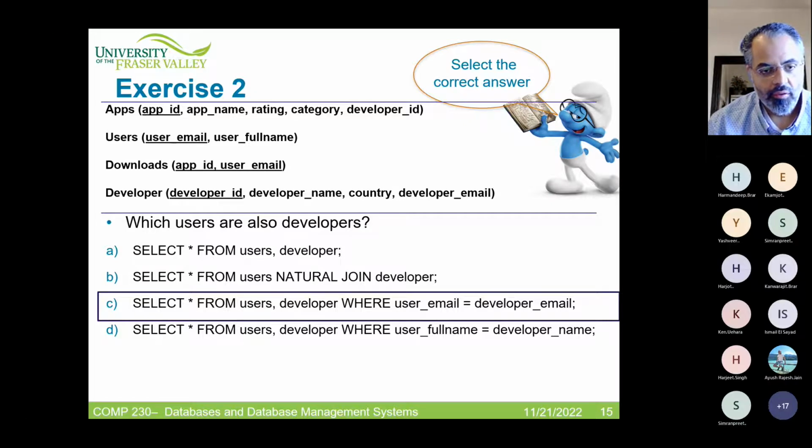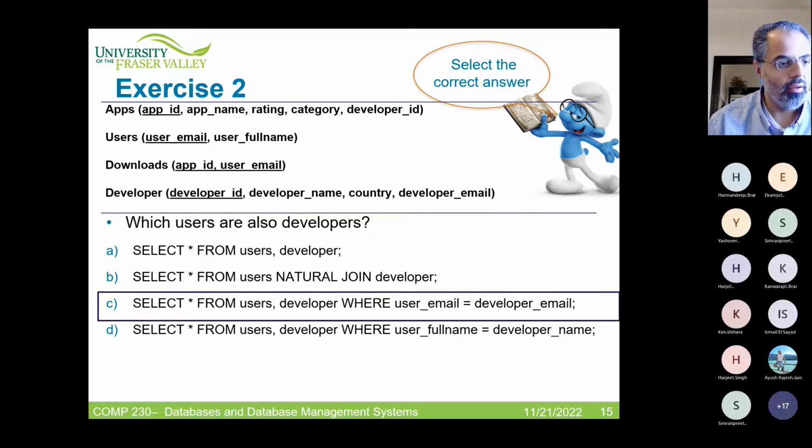So in the tables users and developer, we have the user email and developer email. Some people said, okay, well, they are both emails, and we can use them to make this natural join by getting the equal in these two. In this case, we get users that are developers, because this is an email, this is an email. If you make this natural join, then in this case, we get it.